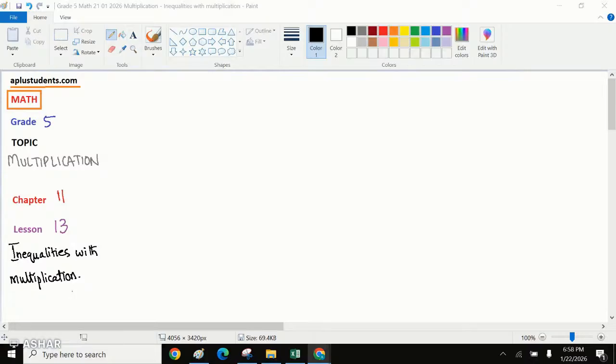Okay, we go to grade 5 maths, chapter number 11 and lesson number 13. Before doing this, let's see what inequalities are. In general there are signs for inequality, right? It could be greater than or equal, less than or equal, or greater than, less than. There are generally these 4 terms used for inequalities.